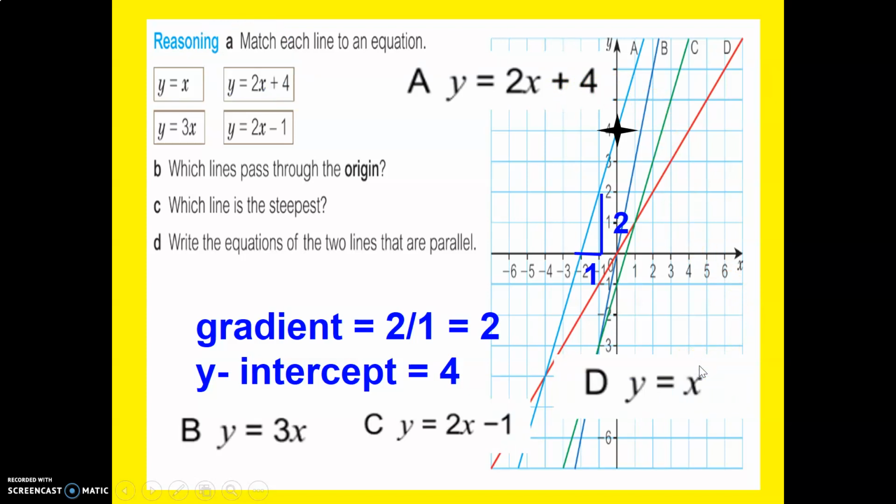And for B, applying the same procedure, get the gradient, get the y-intercept. B has an equation of y equals 3x. Line C has equation y equals 2x minus 1. And line D has equation y equals x.